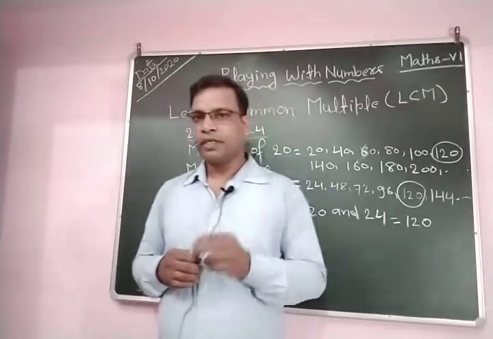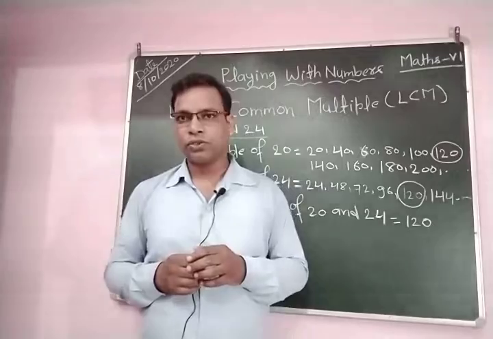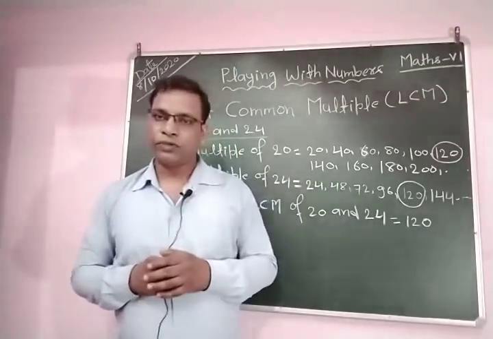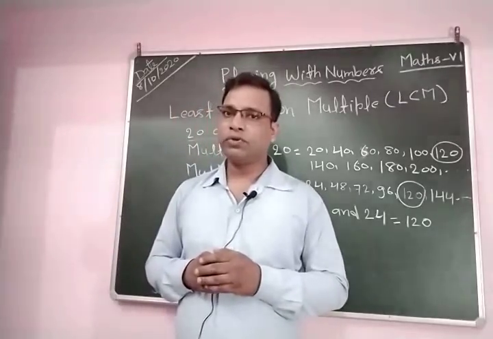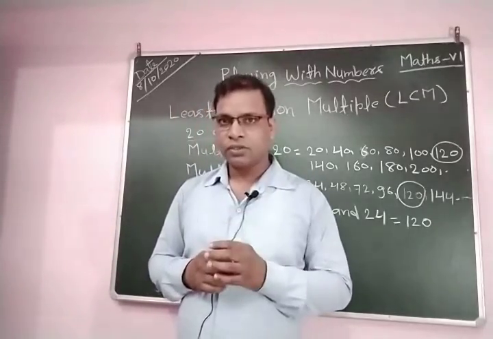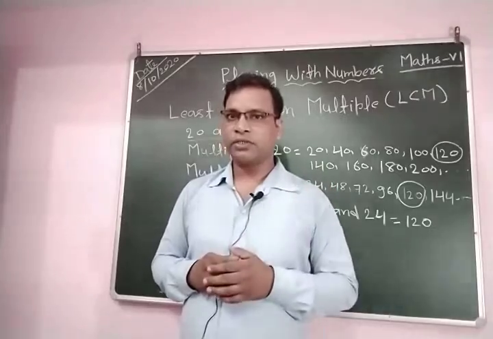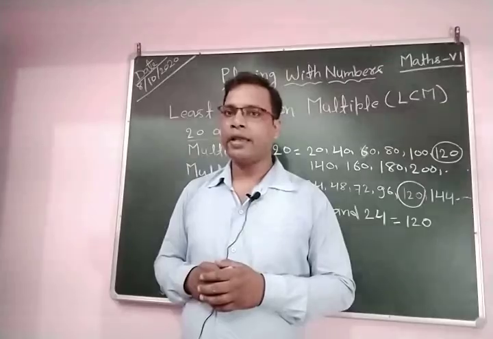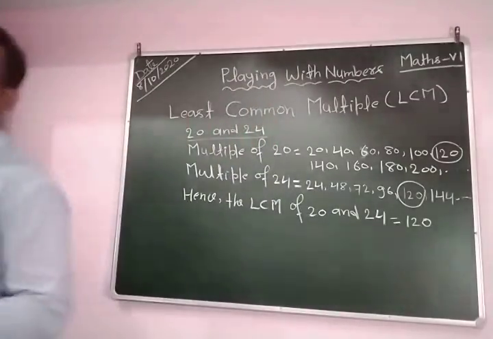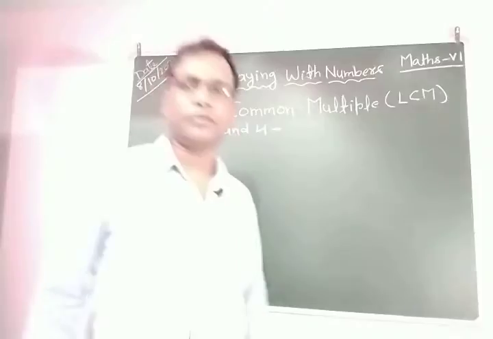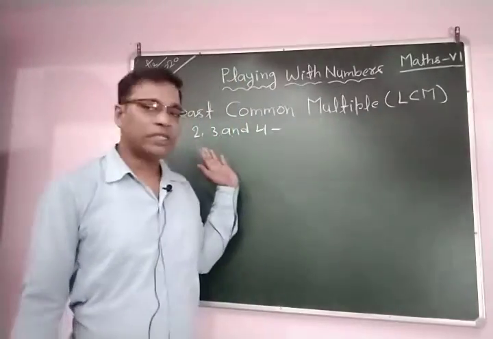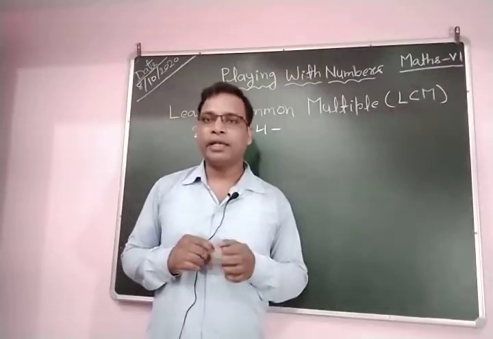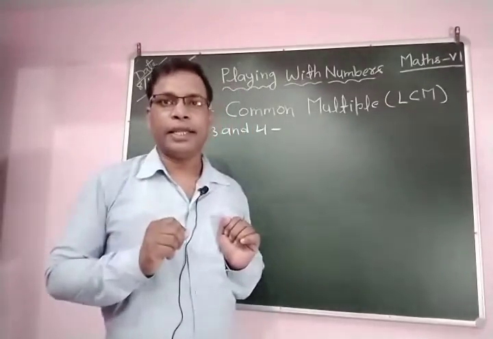First we take one more example to find the LCM of more than two numbers. Suppose you need to find the LCM of 2, 3 and 4. These are very small numbers, so we use this method. Let's see how to find the LCM of 2, 3 and 4. Here we take three numbers, 2, 3 and 4, and we are going to find the LCM.